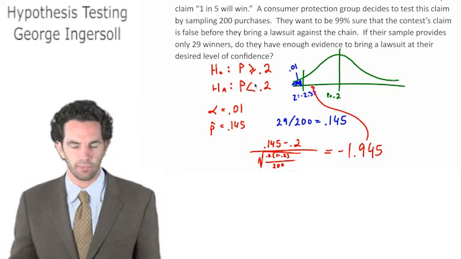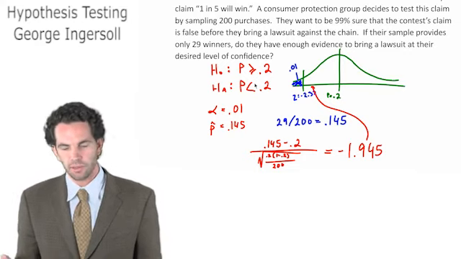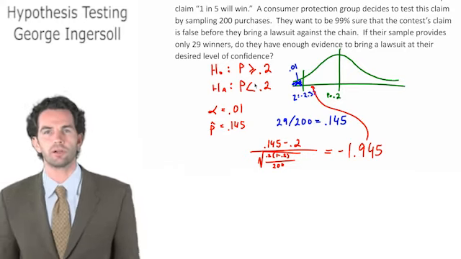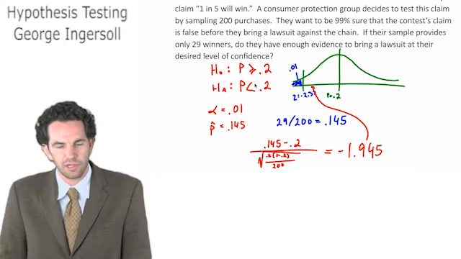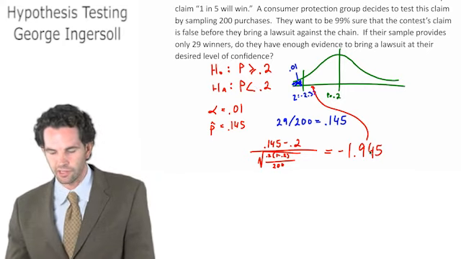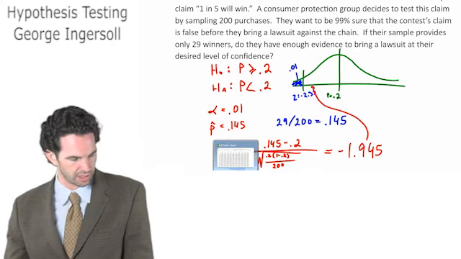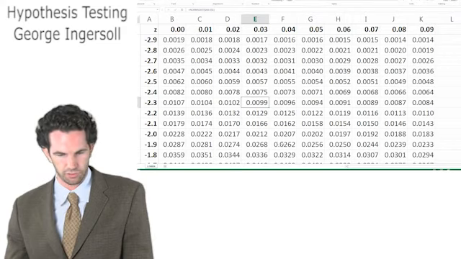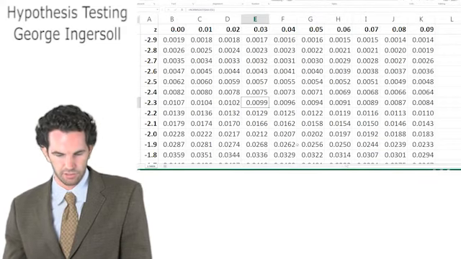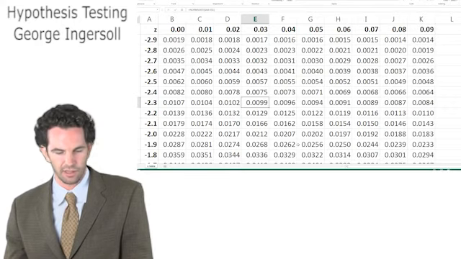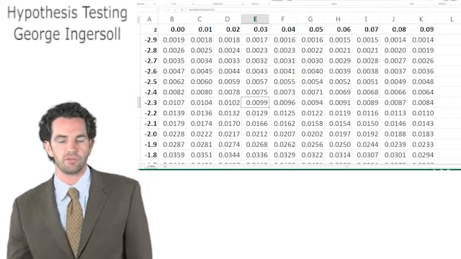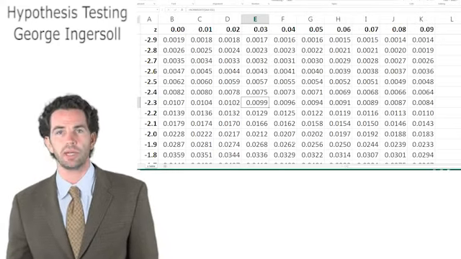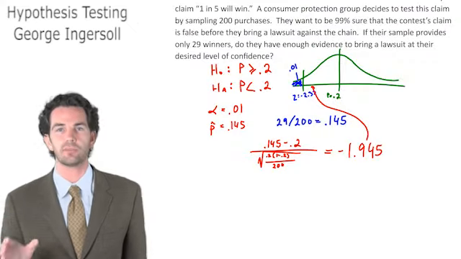Now, I want to point something important out here. There's actually a pretty decent amount of evidence. I mean, we were expecting to get 40 winners or something around there, and we got 29. That's pretty low. And negative 1.945 is fairly significant. Let's actually look that up. Negative 1.945. It's better than 97% confident. If we had set our threshold at 95% confidence, we would have been in the money. But since we said 99% confidence, we weren't able to get there.